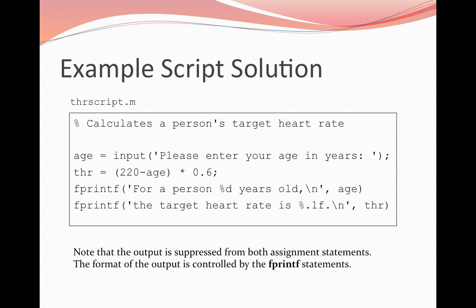So for example, I could have just 1 format string that says for a person %d years old, and I would want the new line to move the cursor down, but then I could have all of this in the same format string. The target heart rate is %.1f new line, and then I could have comma age and then comma THR. So all of that could be in 1 fprintf statement, or I could have it in 10 fprintf statements. So it's important to remember that the number of fprintf statements is not necessarily the same as the number of lines in the output. In this case it is, but not necessarily.